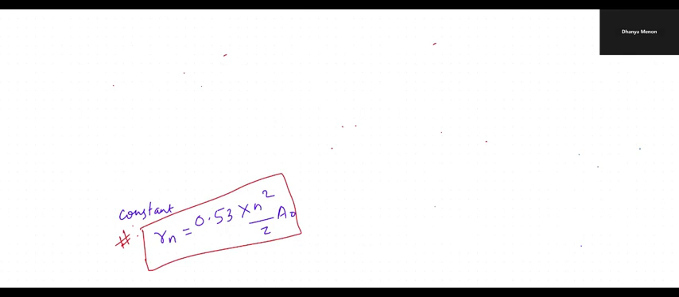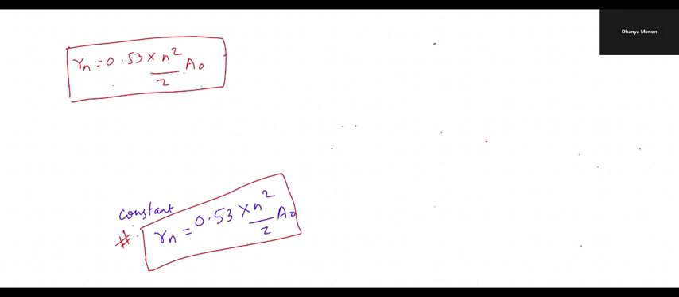Okay, so I'm just keeping the formula as it is. Rn is equal to 0.53 times n square by z Armstrong. Okay, and you know what n stands for, what z stands for? Now, question number 1, find the radius of first, second, and the third shell of hydrogen atom.